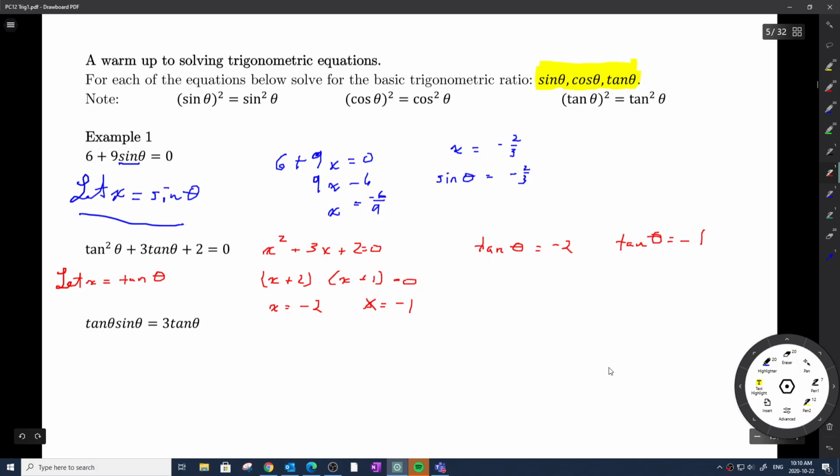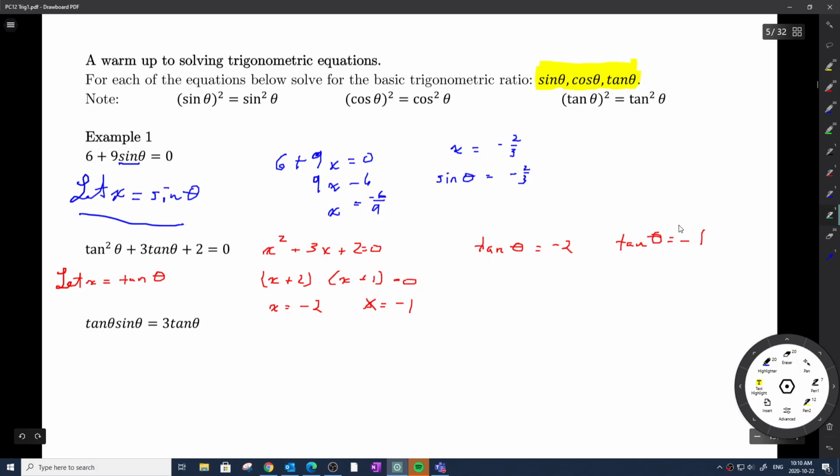So remember, I'm not really doing trigonometry. I am just trying to solve for the trigonometric ratios. Later on, we will be solving for the angle theta. That's sort of beyond our scope for today.